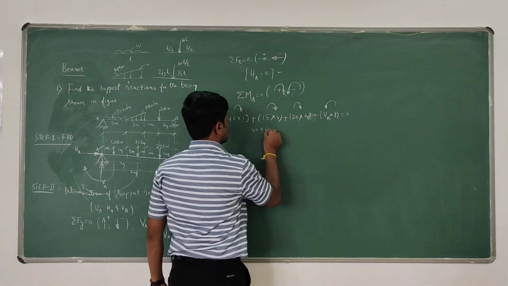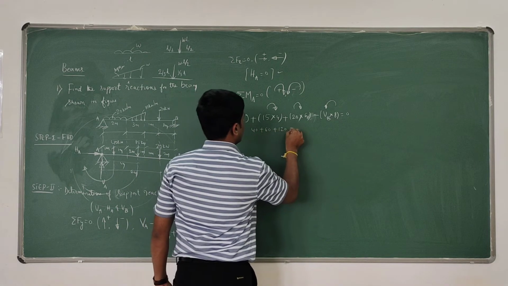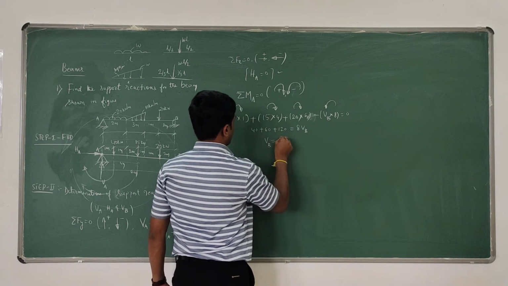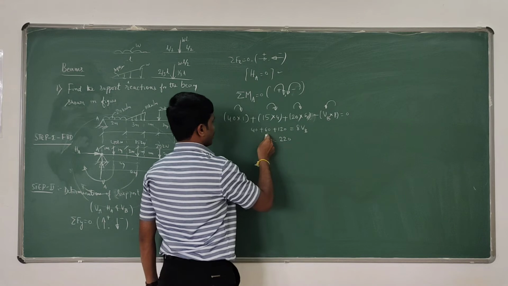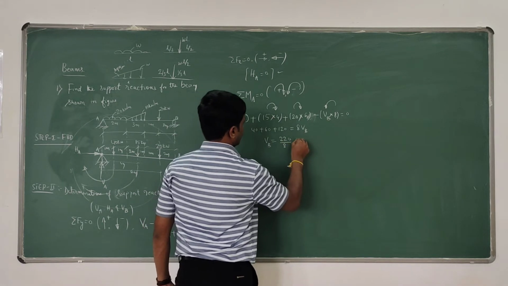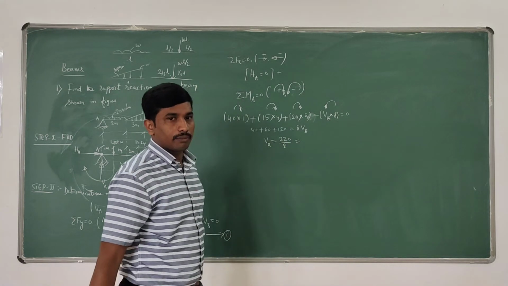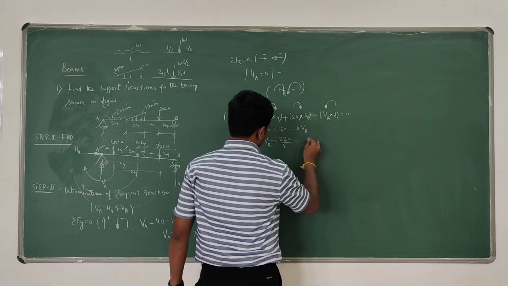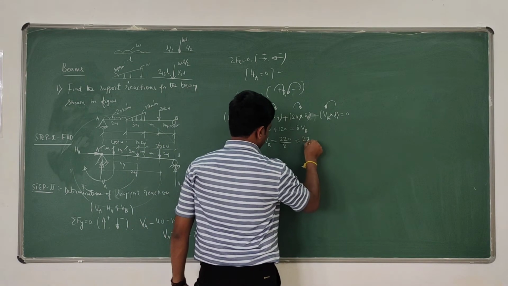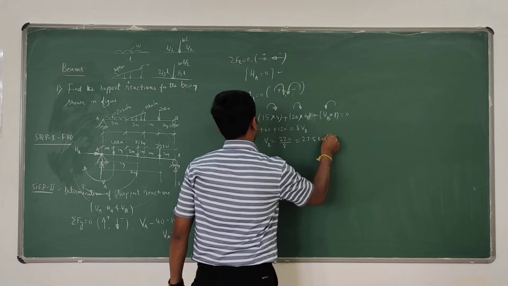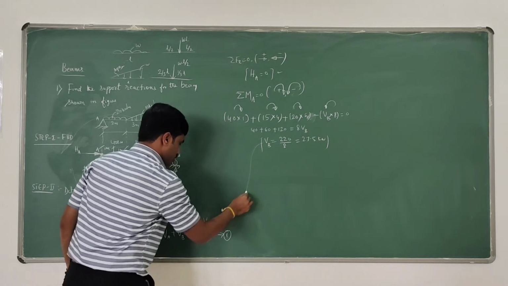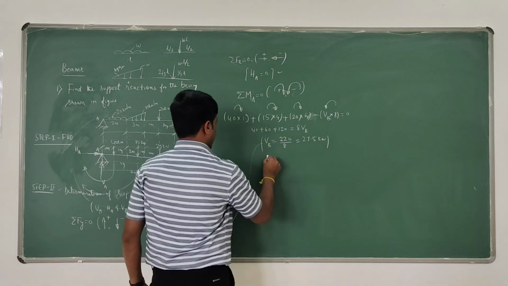So 40 plus 60 plus 120 equals 8 VB. VB equals 220. 120, 180, 220 by 8. What is the value of 220 by 8? 27.5. 27.5 kilonewton. So if VB is 27.5 kilonewton, you substitute this value into VA.